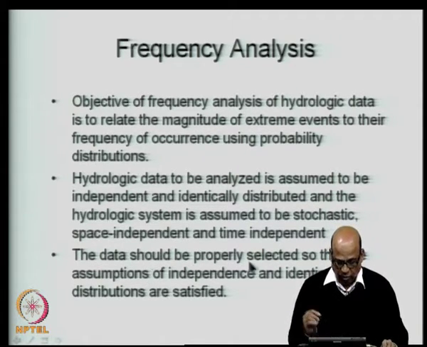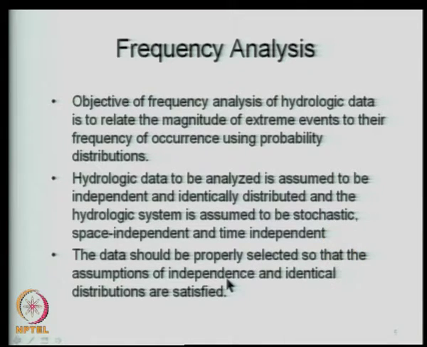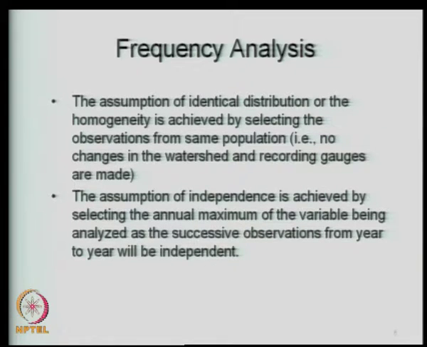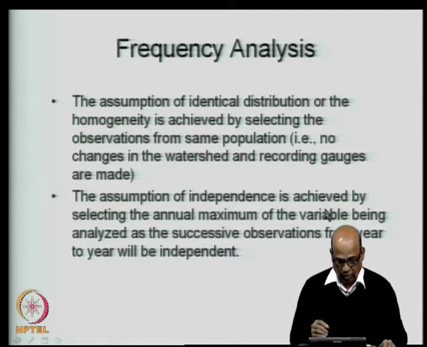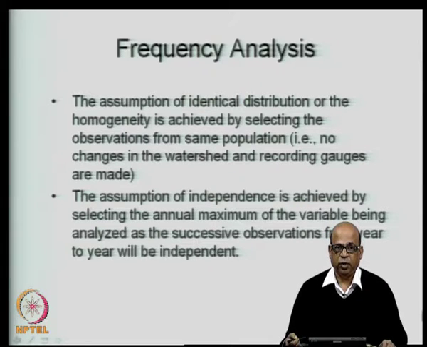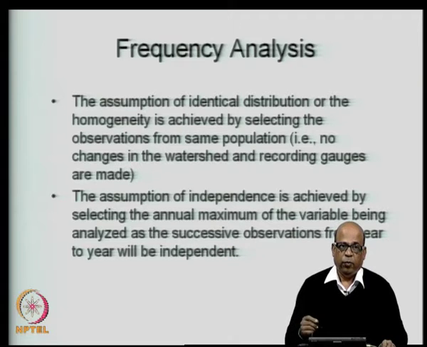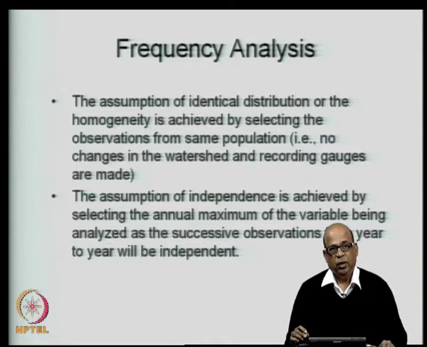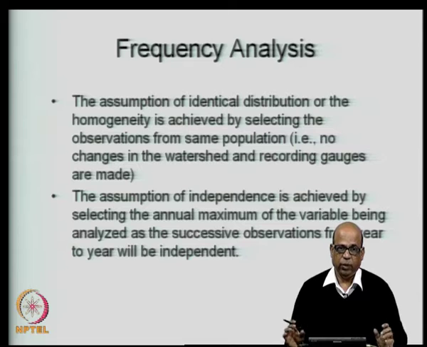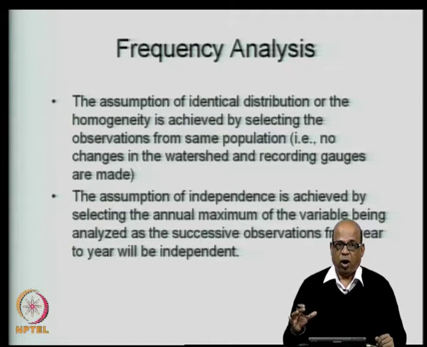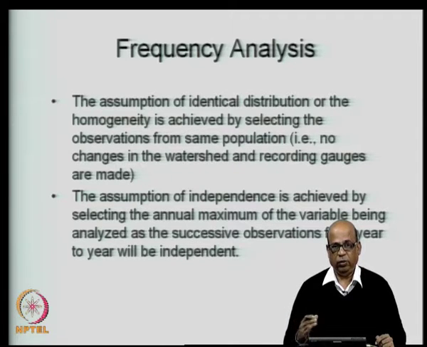So, we select that particular data such that the assumptions of independence and identical distributions are satisfied. These are the two most important assumptions that we make in frequency analysis. As I said, the assumption of independence is achieved by selecting the annual maximum or minimum of the variable being analyzed, as successive observations from year to year can be assumed to be independent. The assumption of identical distribution or time homogeneity is achieved by selecting observations from the same population. What I mean by that is that the data that you are analyzing must have come from the same watershed which has not gone through any drastic changes in recent years or during the period of the data. For example, sudden urbanization has not taken place, or the characteristics of the watershed have essentially remained unchanged during the period of the data.